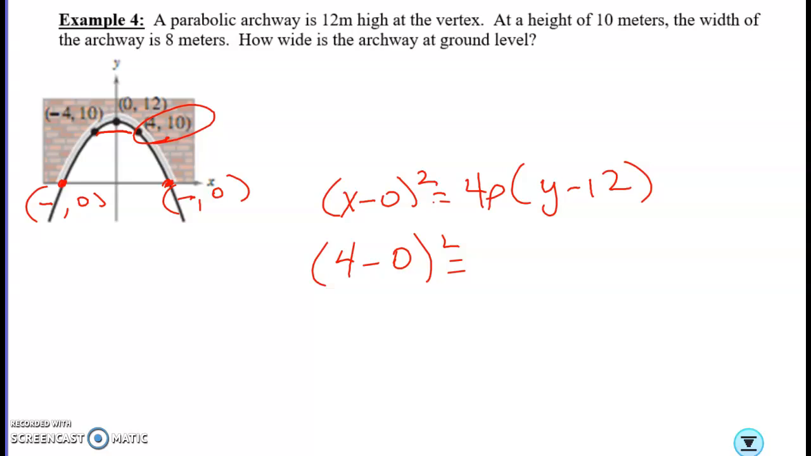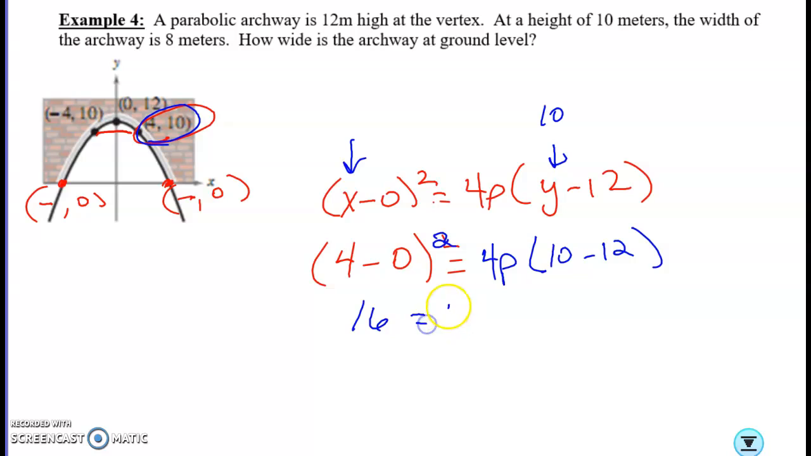So where we were before was we were taking the point (10, 12) and substituting it in for x and y into this equation. And then we're going to end up solving for p. So this would give me 10 minus 12. And over here, this is going to be 16 equals 4 times p times a negative 2. So altogether over here, this is negative 8 times p equals 16. So my p value is equal to negative 2.